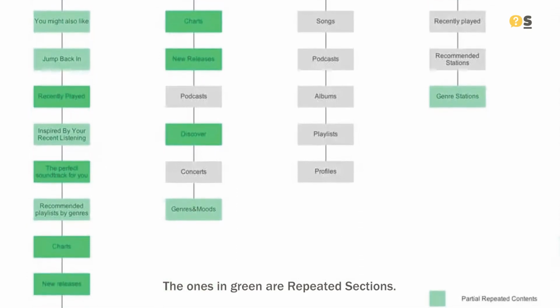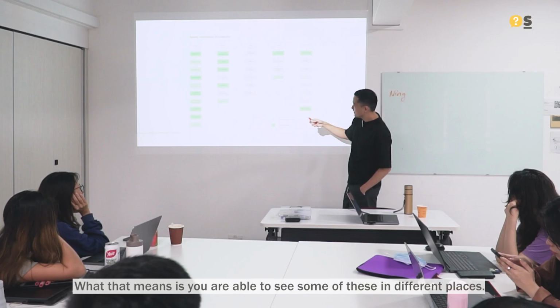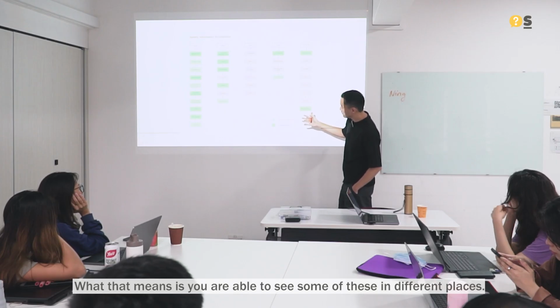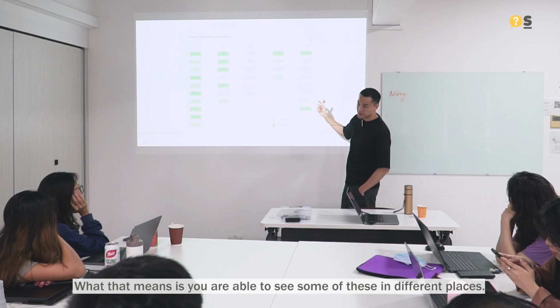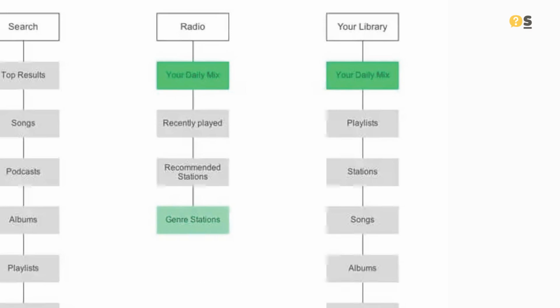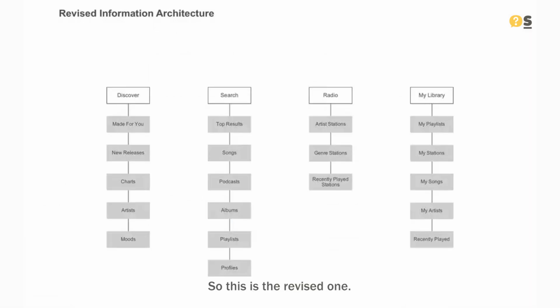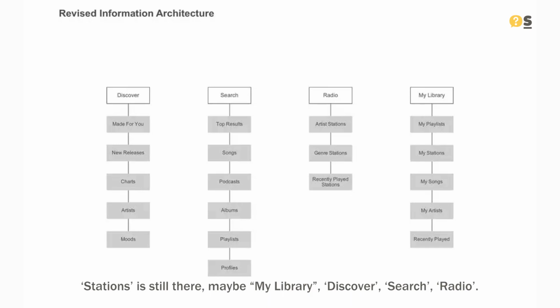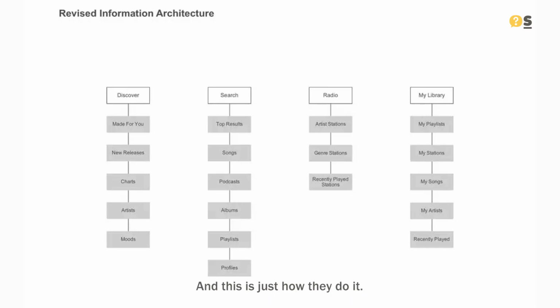The ones in green are repeated sections. What that means is you are able to see some of these in different places. So there are separate entry points. Recently played, I can probably see it in more than one place. Your daily mix, maybe I can see on your homepage as well as your library. Stations, I think now there's no more stations. They probably got rid of it. This is an example of an information architecture. So this is the revised one, right? Stations is still there, maybe my library, discover, search, radio, and this is just how they do it.